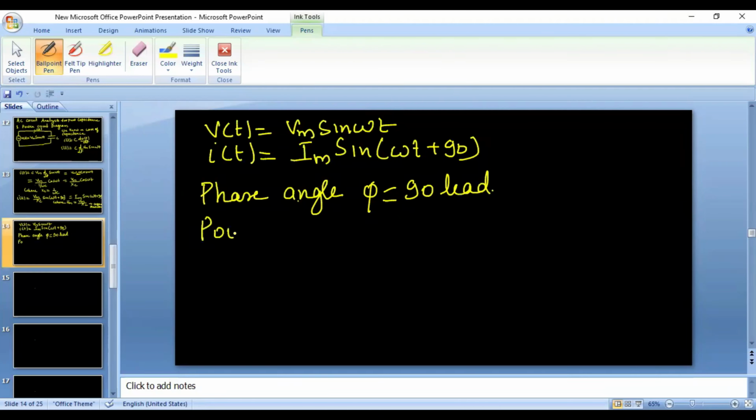As far as power factor for a capacitive circuit is concerned, what is power factor? It is the cosine of the phase angle. So I can write cos phi. Cos phi means cos 90, which again is 0. So that means in a capacitive circuit also, the value of power factor is 0.